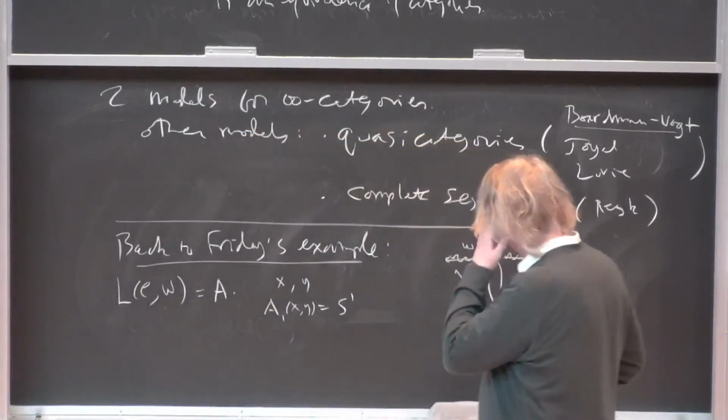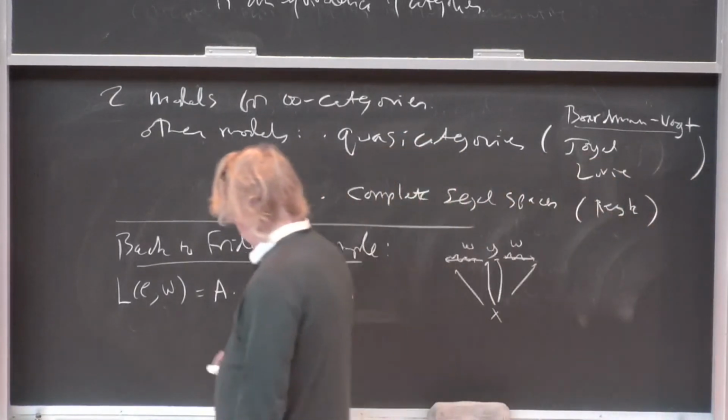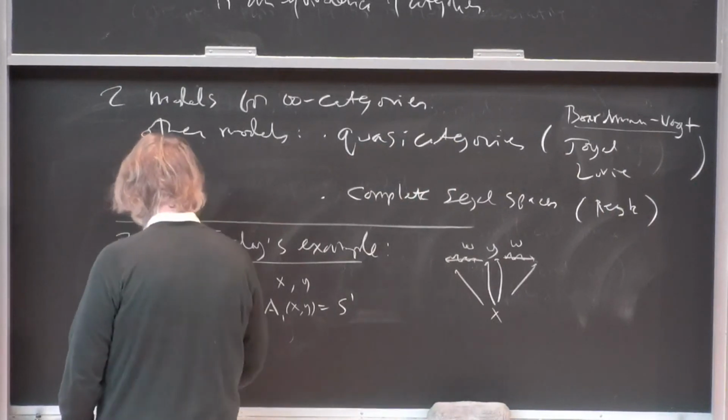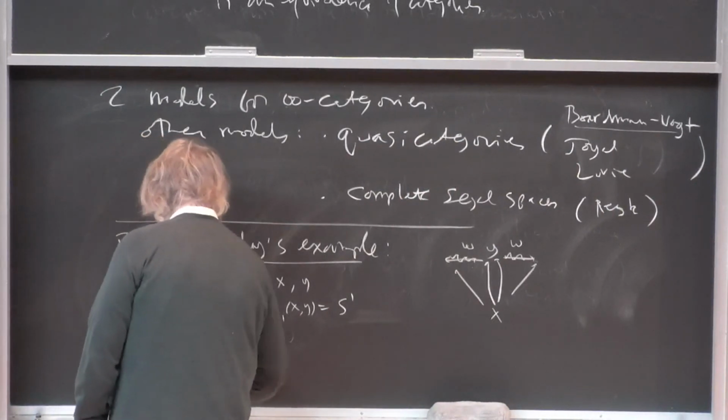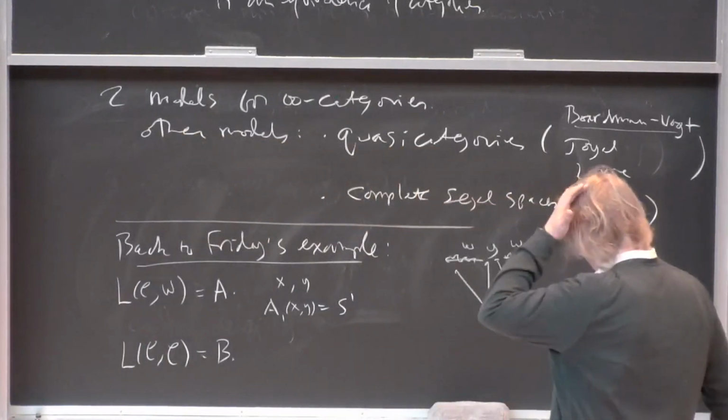So we kind of justified why that looked like it was probably true. Then we can also look at L of C, invert all the morphisms of C, and that's going to be B. Okay? So now the question is, what is B? So what is B1?